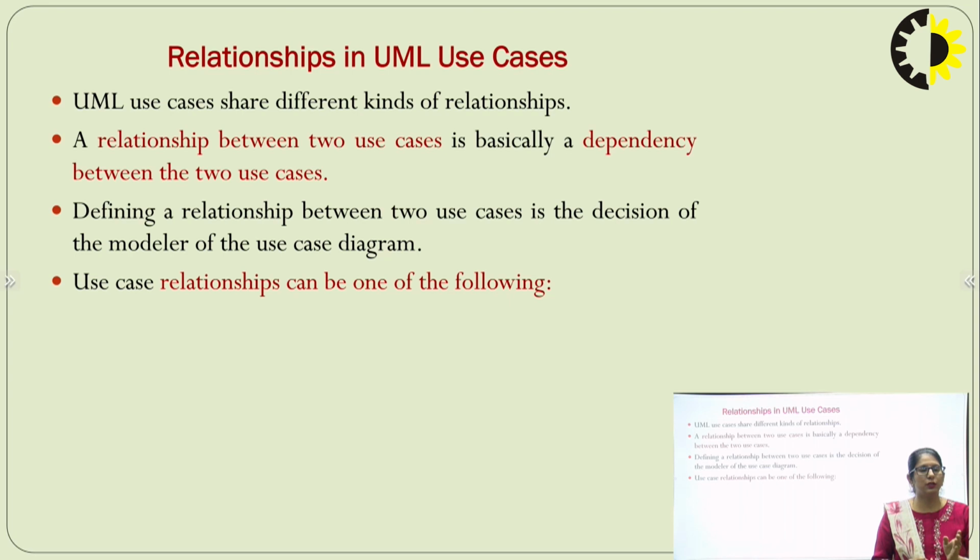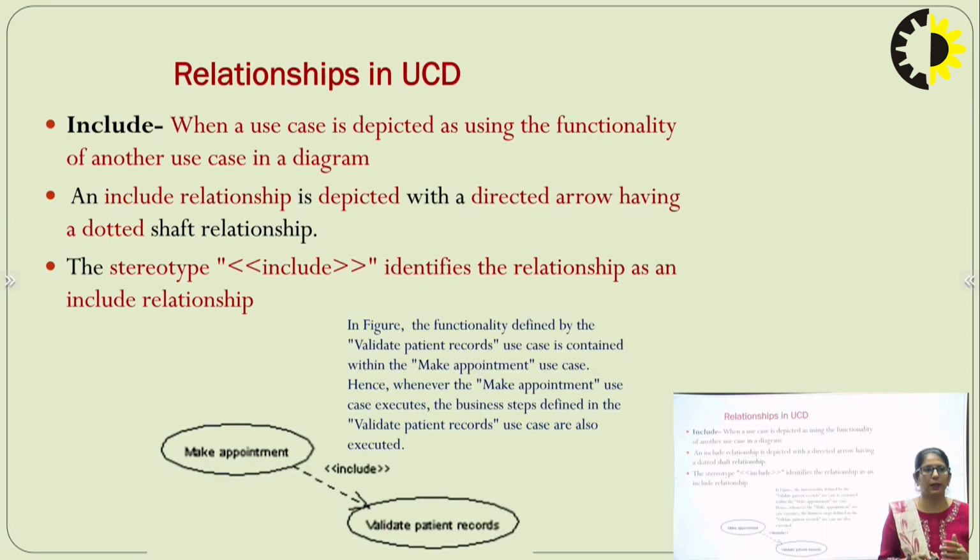The UML use cases share different kinds of relationships. A relationship between two use cases is basically a dependency between the two use cases, defining a relationship from one use case to another. It is basically a decision of the modeler of the use case. And a use case relationship can be one of the following. It can be include, it can be extend as well.